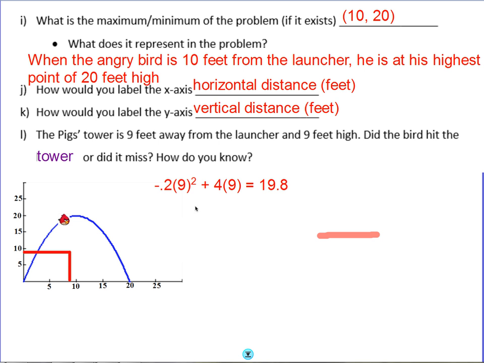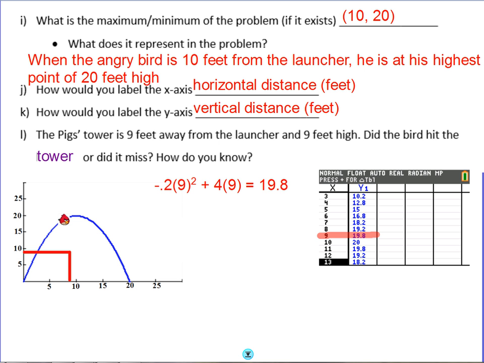You could also sub in 9 horizontal feet and see if the answer comes out at no higher than 9 feet high. Well, it comes out 19.8 feet high, so way higher than 9. So that's also not correct. Or you could type the function into your y equals, and again, we're looking for across from the 9 to be 9 or less, because that would indicate that the bird would hit. Okay?